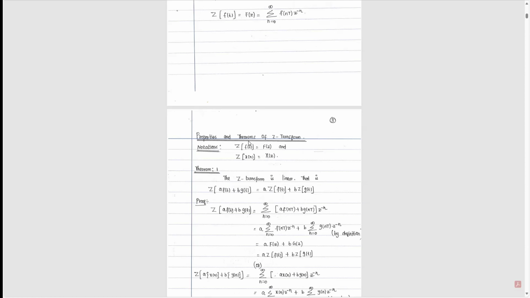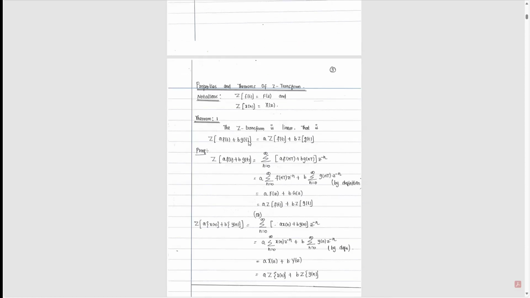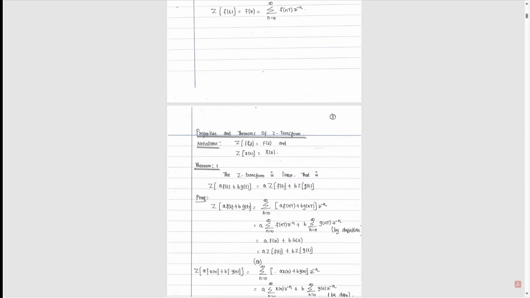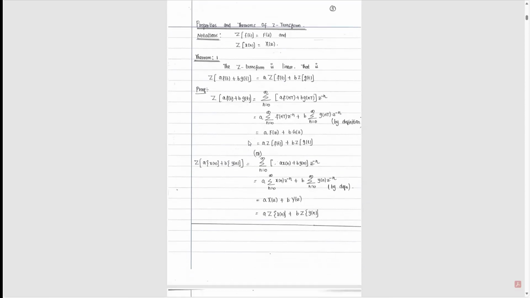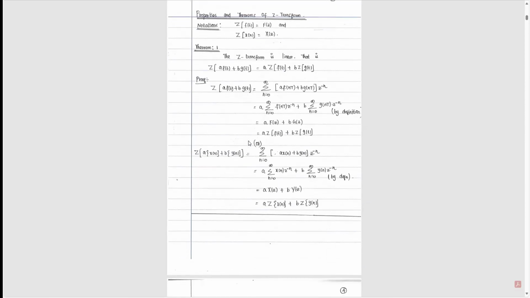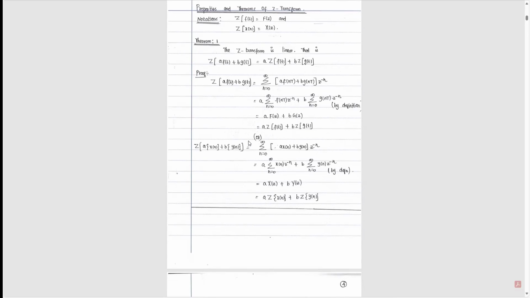Now let us know about the properties and theorems of the Z transform. So, notations, as we have discussed: Z of f(t) is equal to F(z) and Z of x(n) is equal to X(z). If we are finding for a sequence, then we can write it as X(z), and if we are finding for a function f(t), then we will write it as F(z). These are notations.